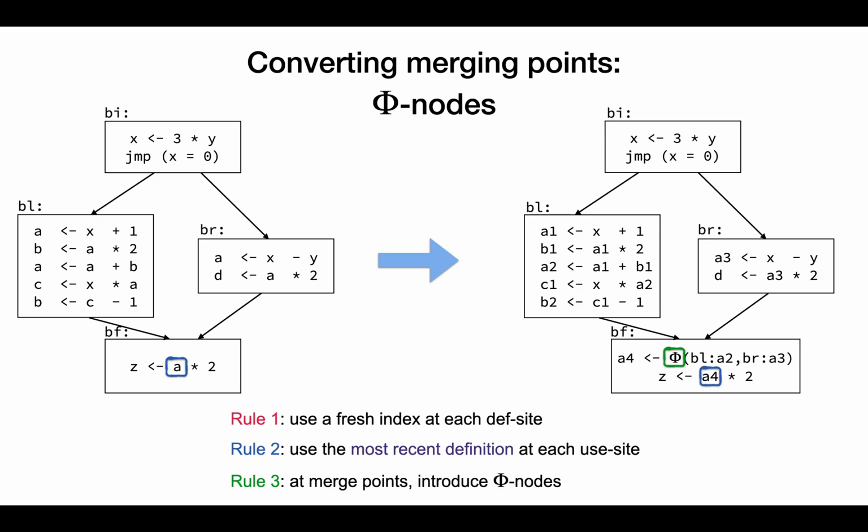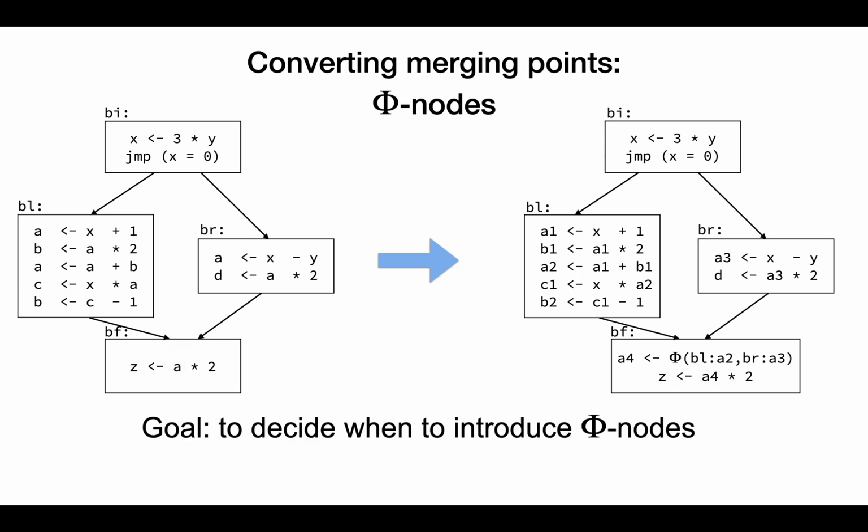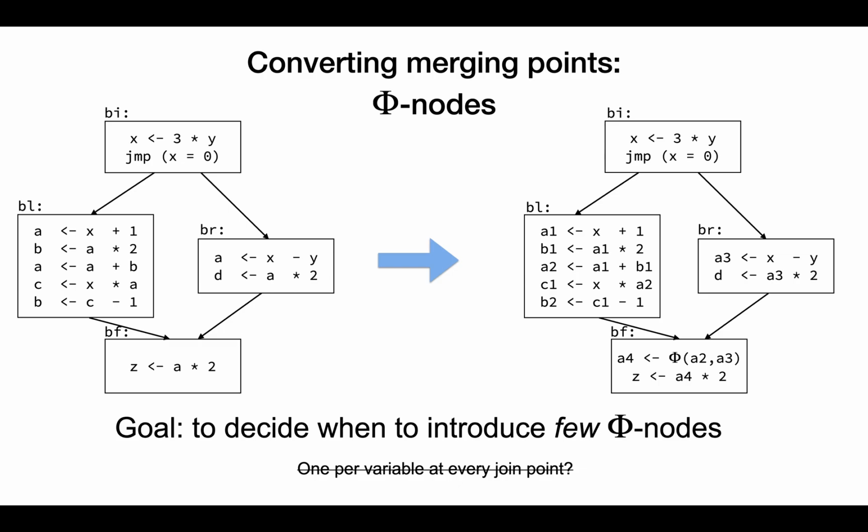Now that we have introduced a fresh new version A4, we can simply use it in our initial use site. So the whole idea behind converting into SSA form is essentially to figure out when to introduce such phi nodes. And actually, we need to refine, to be a bit more ambitious with ourselves, because of course one solution would be to simply introduce one phi node per variable at every join point. But if we were to do so, we would introduce an absurd amount of spurious variables, which would essentially defeat the purpose of the representation. So more specifically, we want to introduce as few phi nodes as possible.